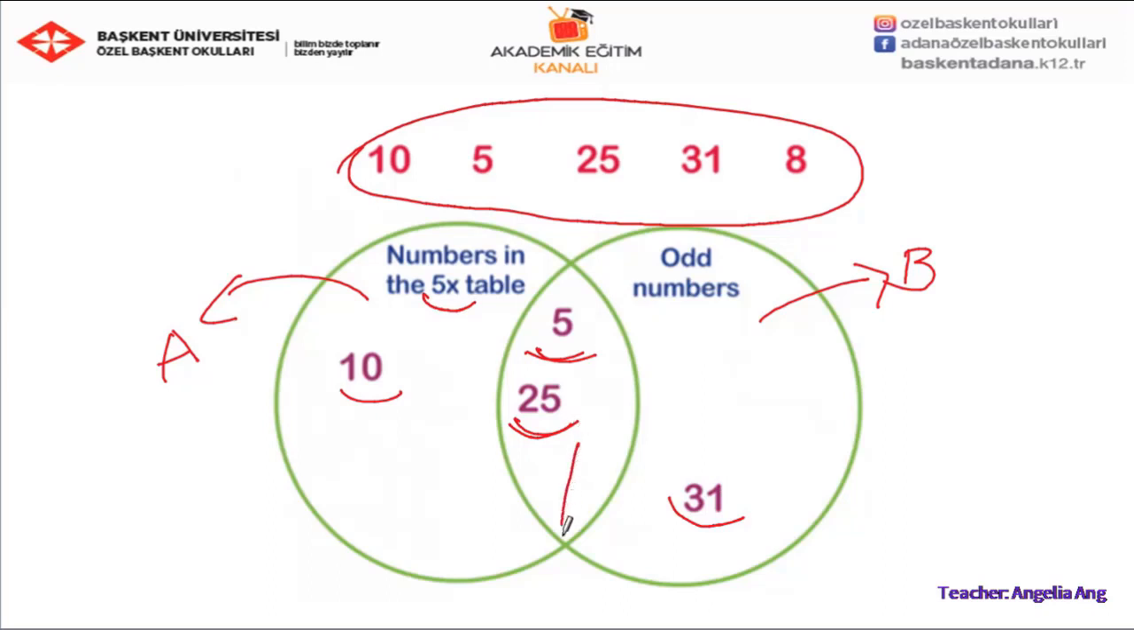And this area in the middle contains numbers that are both the multiple of 5 and odd numbers. So number 5 and number 25 are both the multiples of 5 and odd numbers at the same time.